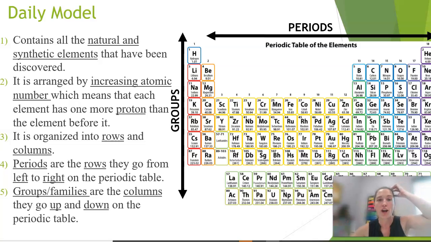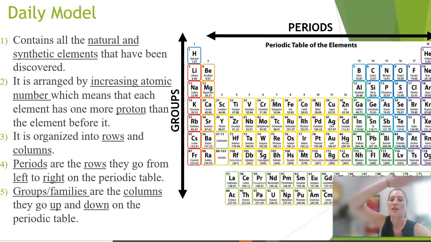So for our daily model, as you can see, like we talked about in the key points, the periods are the rows going across left to right, and the groups are the columns going up and down. So this periodic table contains all natural, meaning they occur in the real world, and synthetic, meaning they are made in a lab. It contains all of those elements. The periodic table is arranged by atomic number.